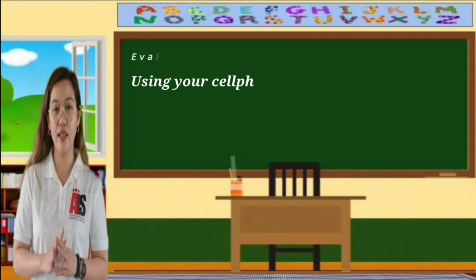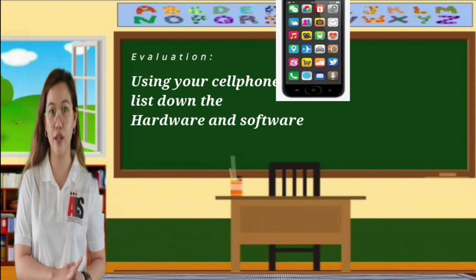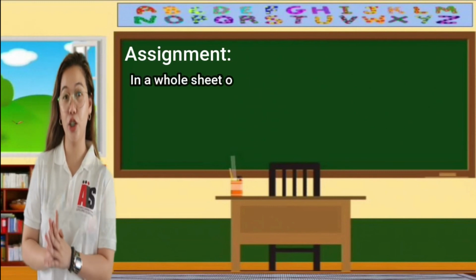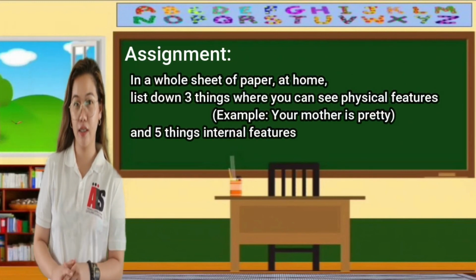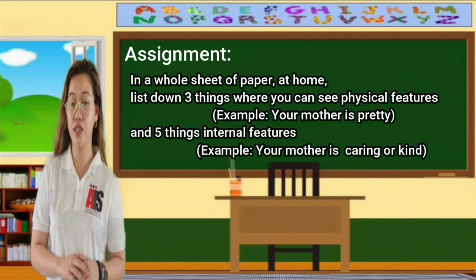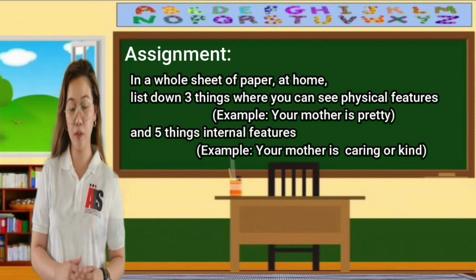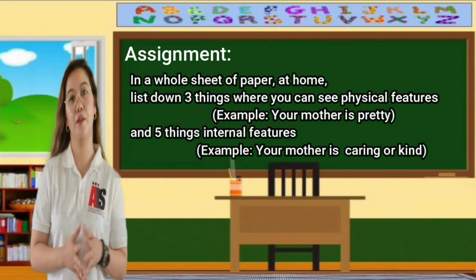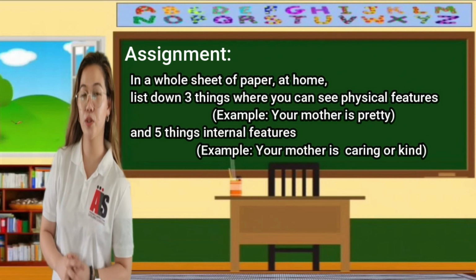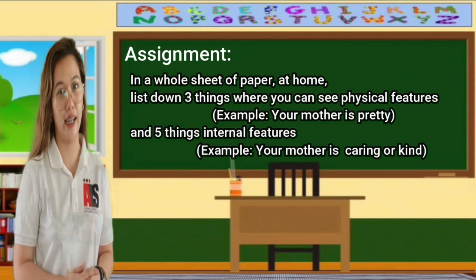Using your cell phone, list down the software and hardware, then write your explanation. And for your assignment, you need one whole sheet of paper. At home, list down at least 3 things where you can see physical features, for example, your mother's greeting. And 5 internal features, for example, your mother is caring or kind.